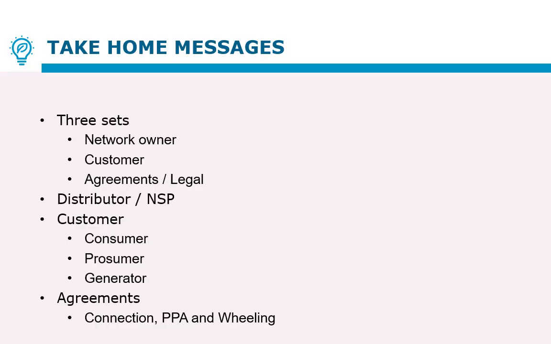At a high level, there are three legs of definitions. One for the owner of the network, one for the customer, and one for agreements or legal aspects. We discussed the owner of the network, in other words the distributor or NSP, and indicated that these terms are often used interchangeably. Similarly, the customer or generator is used interchangeably, as those customers who own generators with or without a traditional load. The key agreements that will apply to many generators are the connection agreement, the power purchase agreement, and the wheeling agreement.